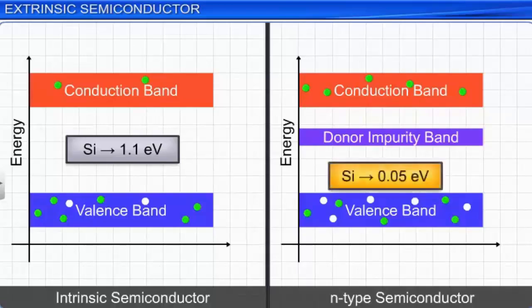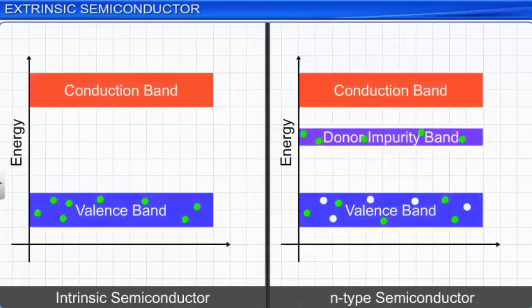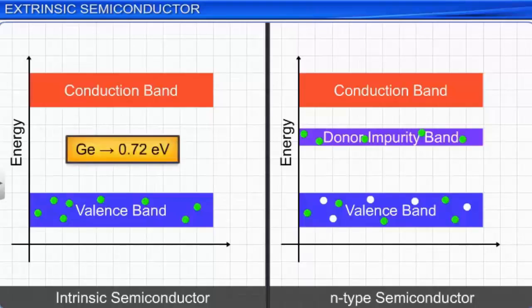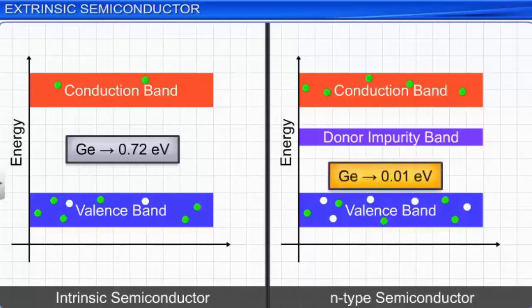Similarly, if the semiconductor crystal is made of germanium, the energy required for an electron to jump from valence band to conduction band is about 0.72 electron volt. If it is doped with a pentavalent impurity to a suitable level and converted to an N-type semiconductor, the energy required for an electron to jump from the valence band to conduction band reduces to approximately 0.01 electron volt. Thus, electrical conductivity of an N-type semiconductor is much better than an intrinsic semiconductor.